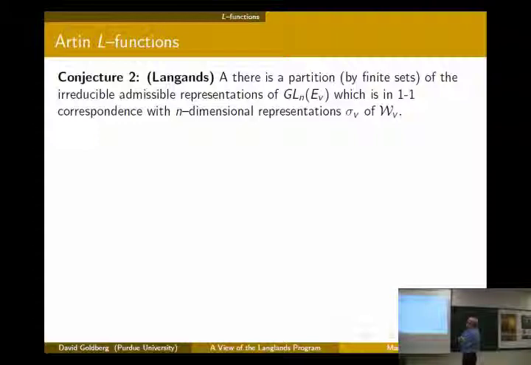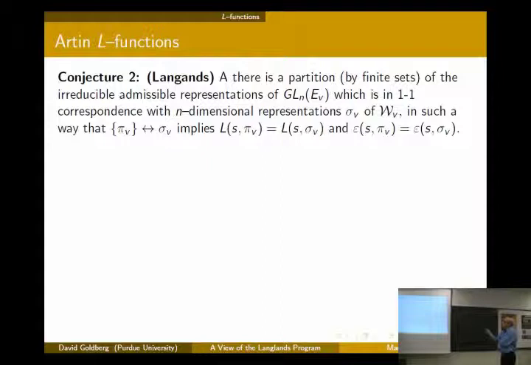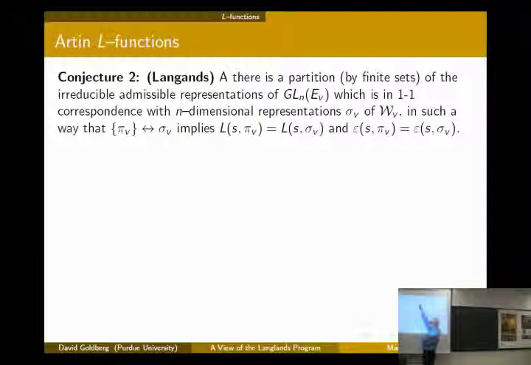Basically, it's saying that the representations of GL_n should be in one-to-one correspondence with n-dimensional representations of the Galois group. And this correspondence should work in such a way that the local L function should now be this Artin L-function, which is well understood from number theory, and the same thing for the epsilon factor.